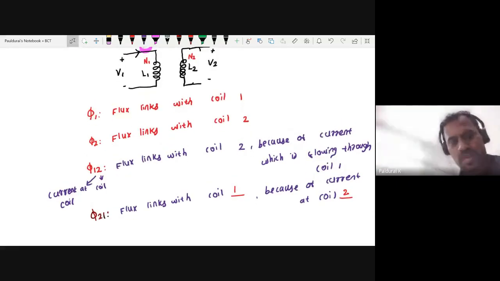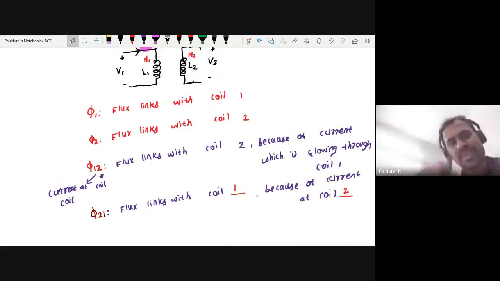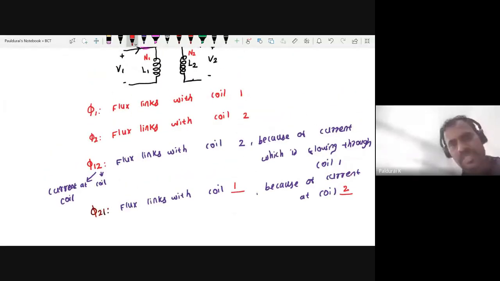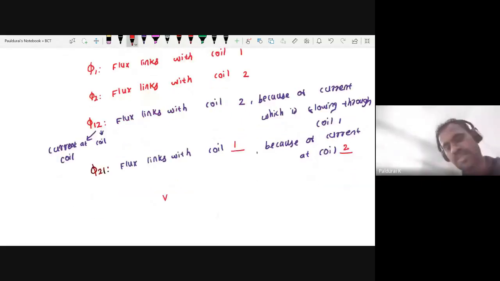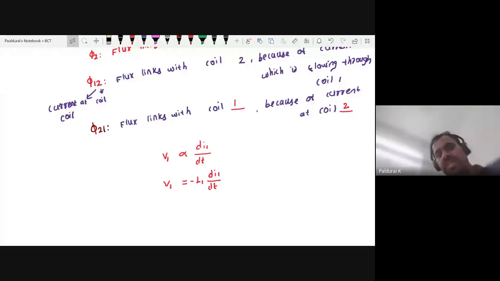So now, how will you define mutual inductance? First, what is this V1? That is generated. I am writing the formula for V1. Voltage generated at coil 1 is because of the current which is flowing through coil 1. It is directly proportional to dI1 by dt. In order to remove the proportionality, V equals L times dI1 by dt. As per Lenz's law, it opposes the rate of change of current. So V1 I can write as minus L1 into dI1 by dt, our old formula.